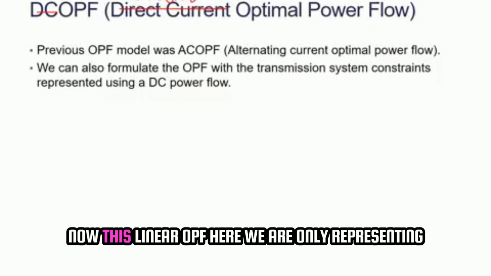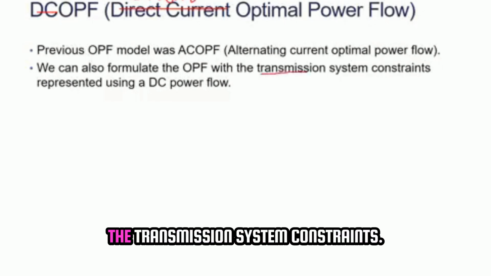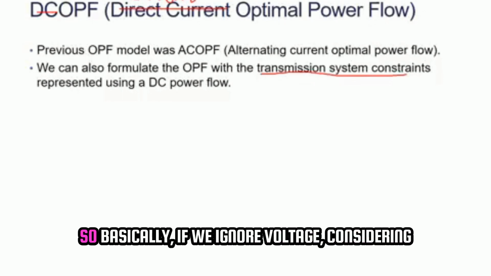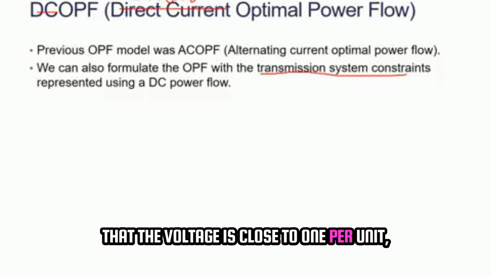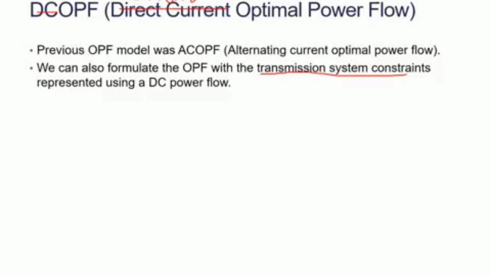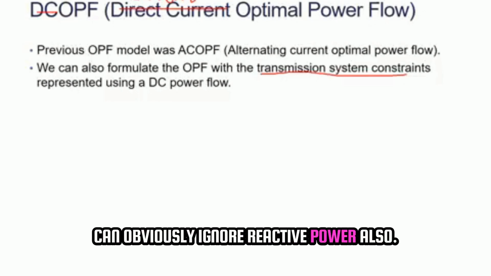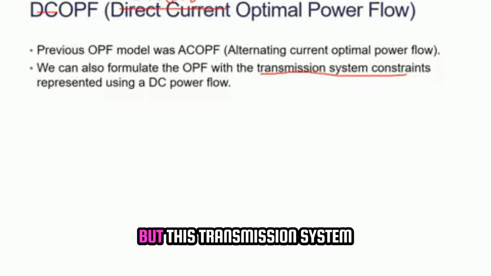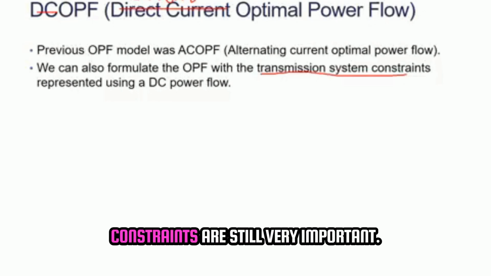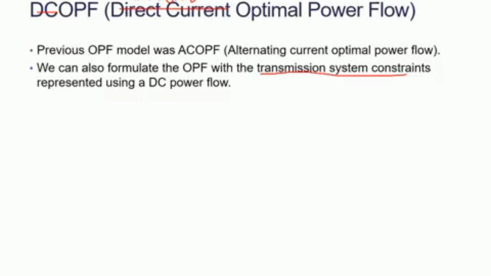Now in this linear OPF, we are only representing the transmission system constraints. So basically, if we ignore voltage, considering that the voltage is close to 1 per unit, as we have already ignored voltage, we can obviously ignore reactive power also. But these transmission system constraints are still very important.